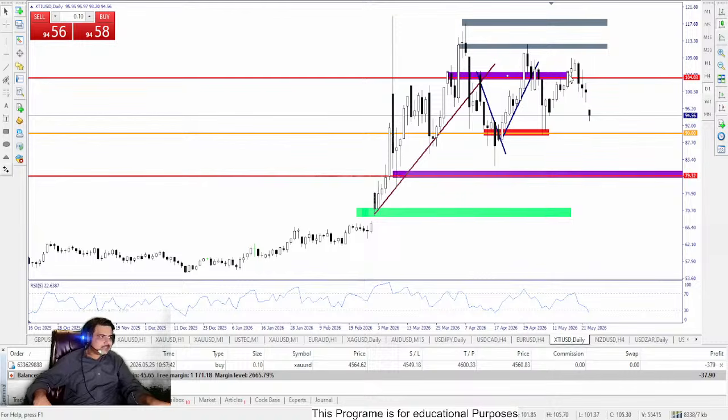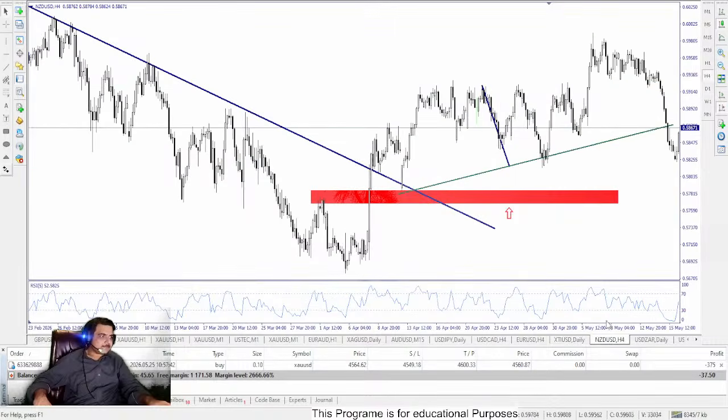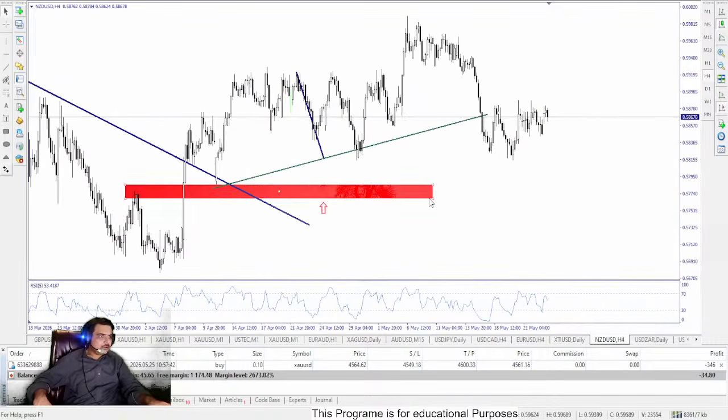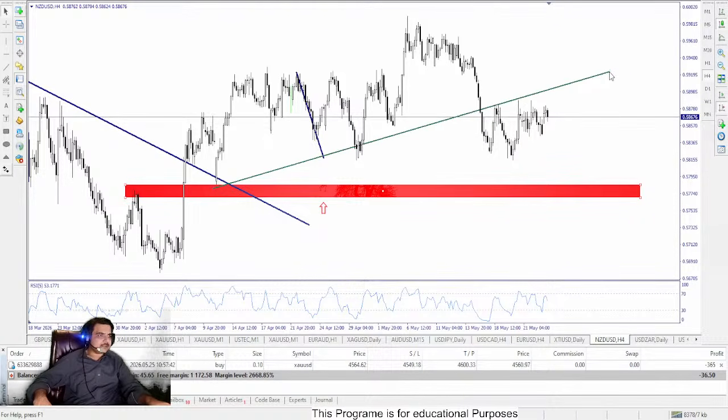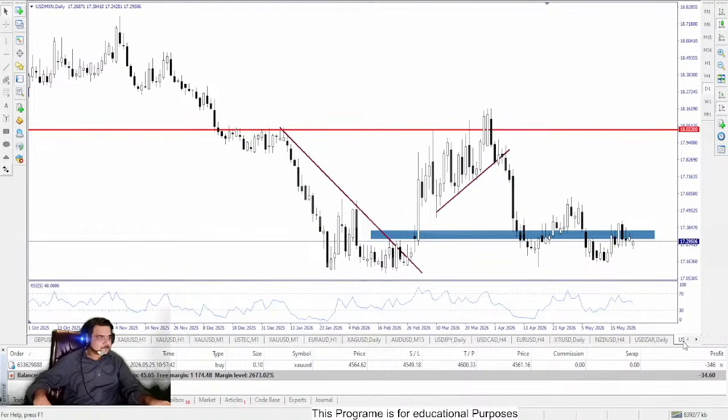Crude oil has been playing nicely for the past few weeks inside these zones. Oh, NZDUSD seems like again it missed my buy level. No problem, I will be waiting for it. Which one is this? USDMXN.